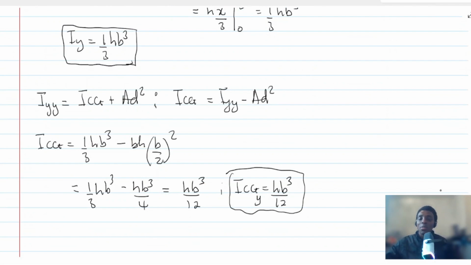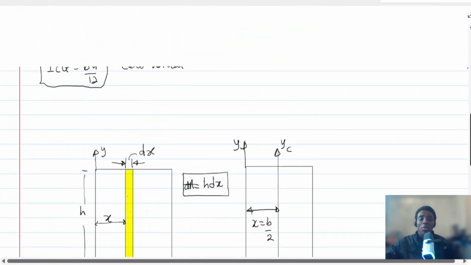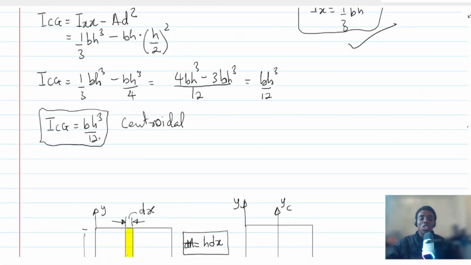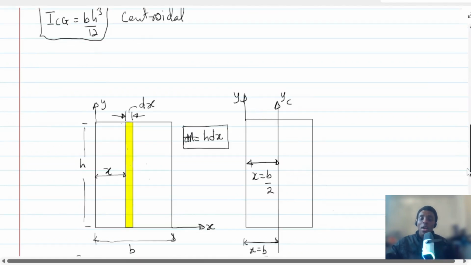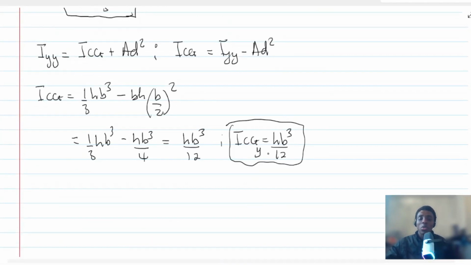Similarly, about the centroidal x-axis, the formula that you get is going to be b h cubed over 12. But for the y, the centroidal y-axis is going to be h b cubed over 12.